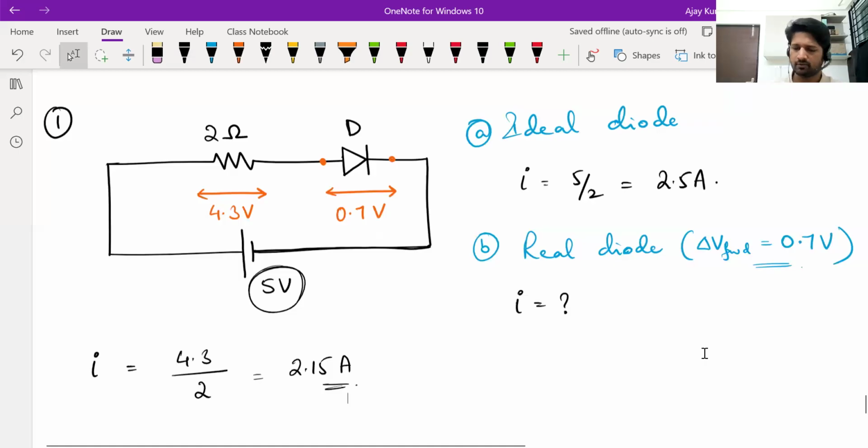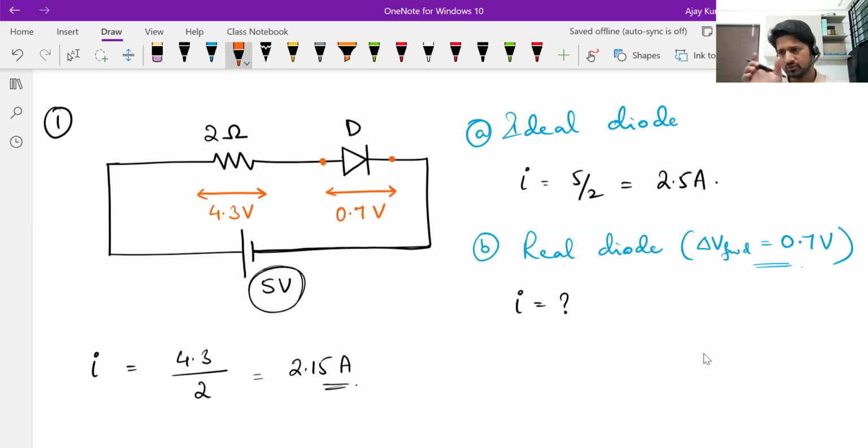First check whether it is forward biased or reverse biased. If it is reverse biased, no current. If it is forward biased, then you assume that forward bias voltage exists across the diode. Remaining voltage you have to distribute to the remaining parts of the circuit, of the branch. Next.